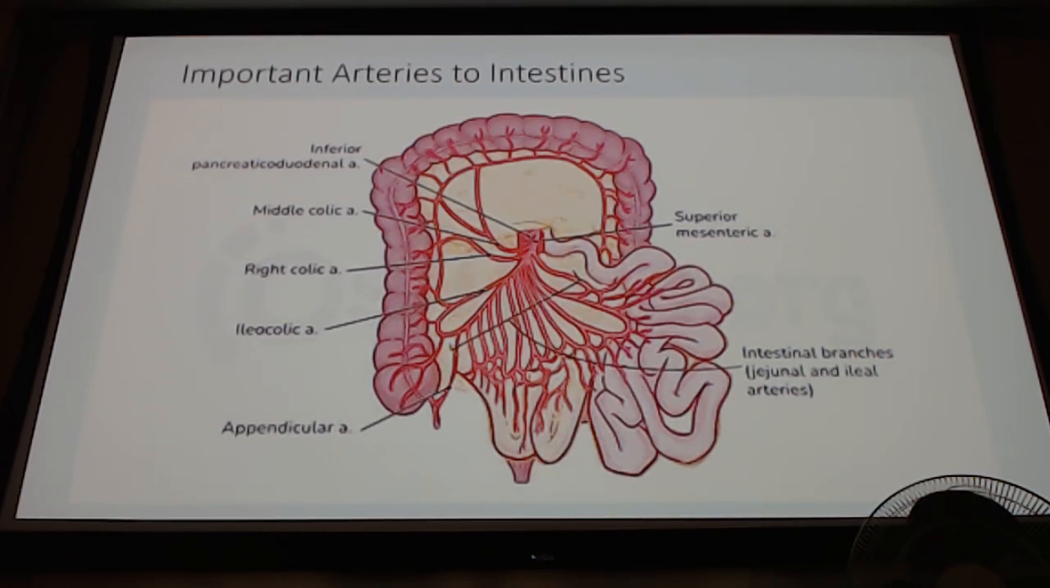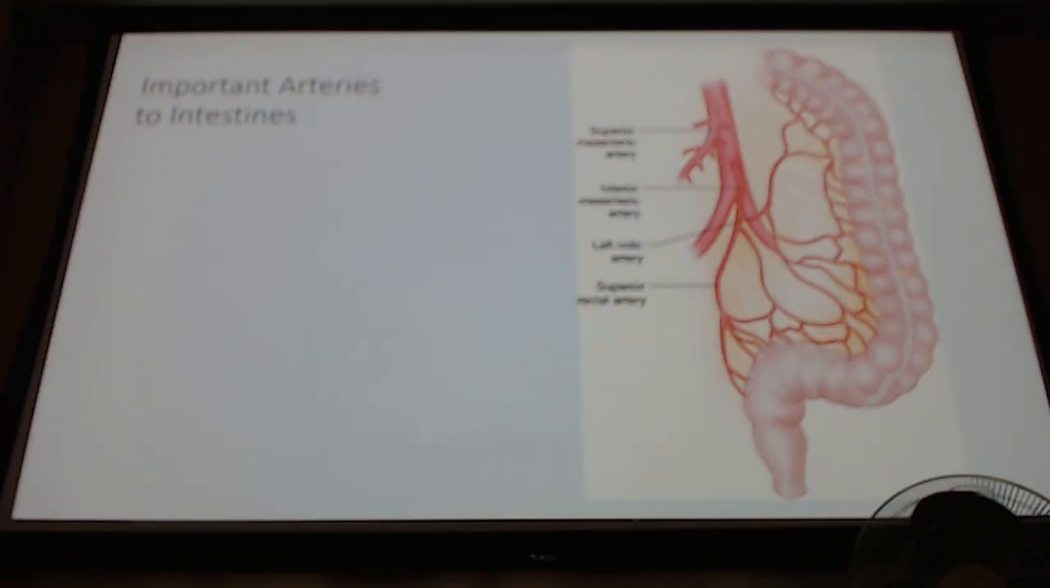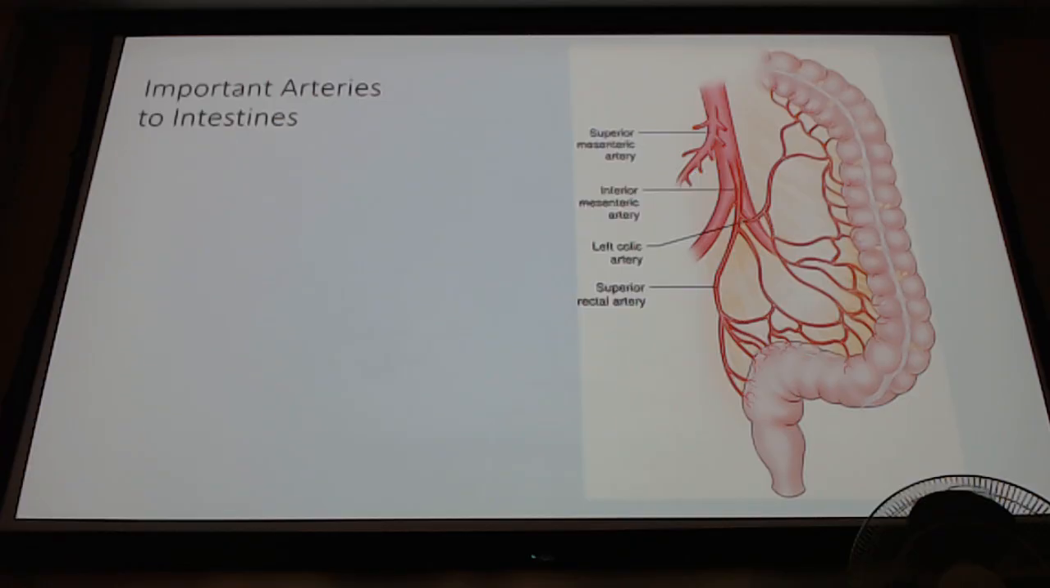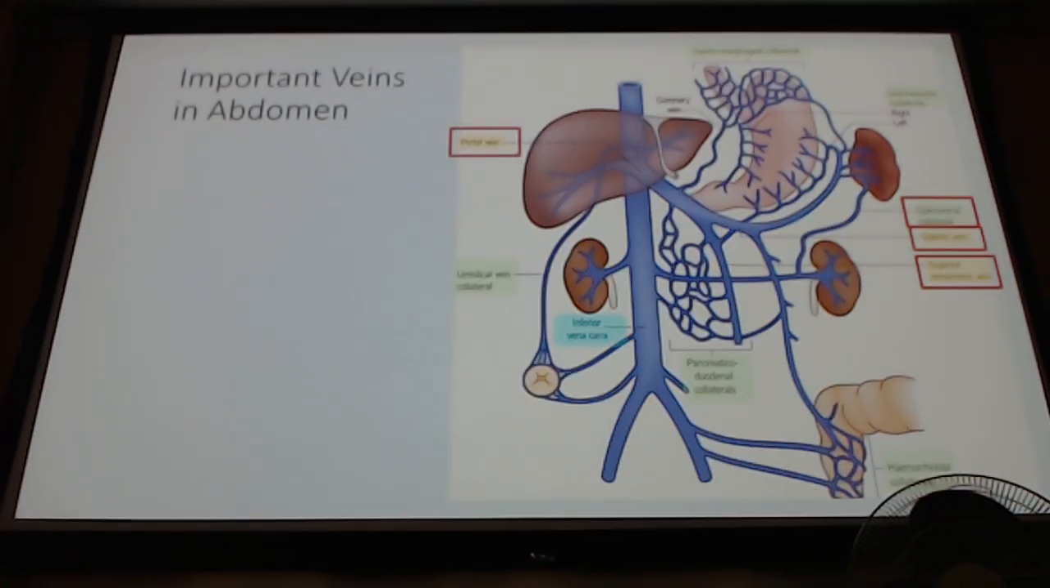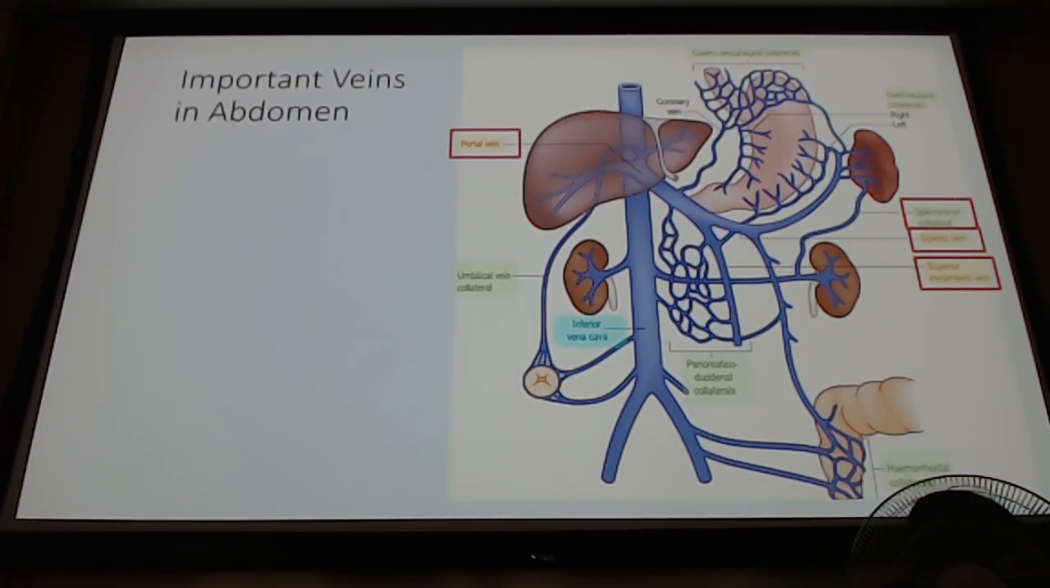Review important arteries to the intestines. We talked about this during our acute abdomen, so I'm not going to go over them again, this is just review. We did not talk about the veins yet, though.